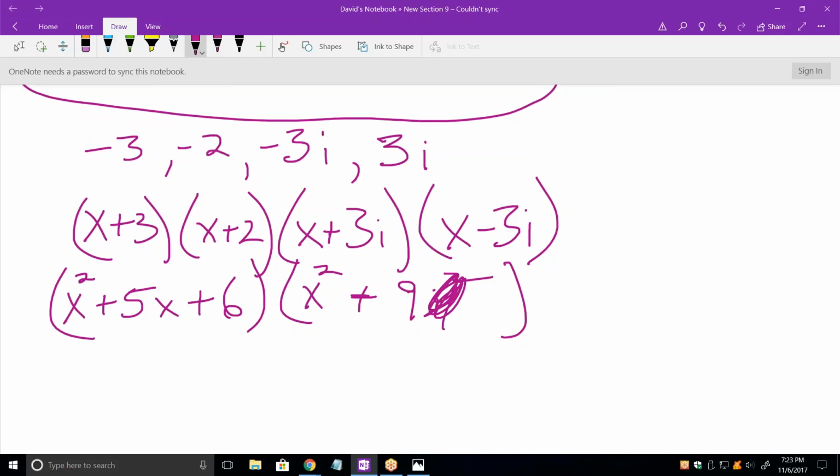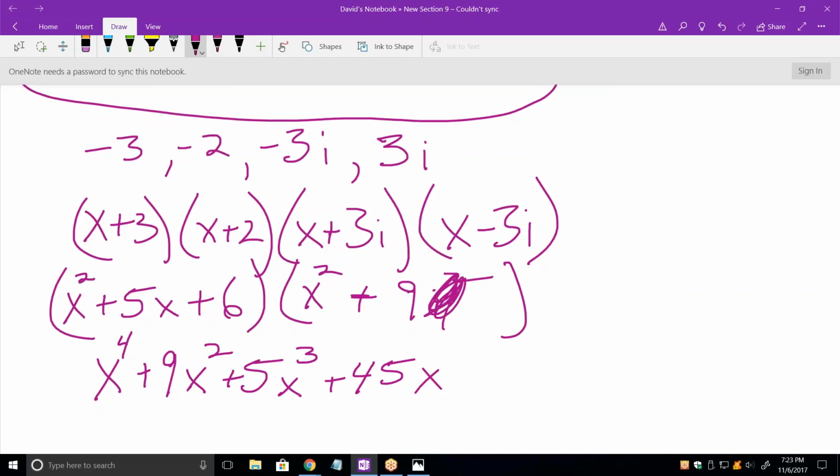So what's the answer? So that's x to the 4th, and then plus 9x squared, plus 5x cubed, and then plus 45x, and then plus 6x squared plus 54. Okay, keep going.